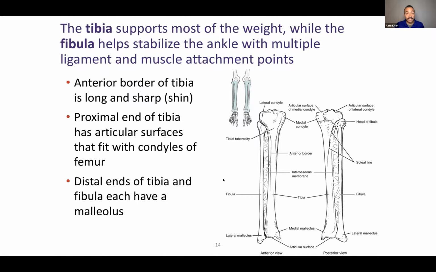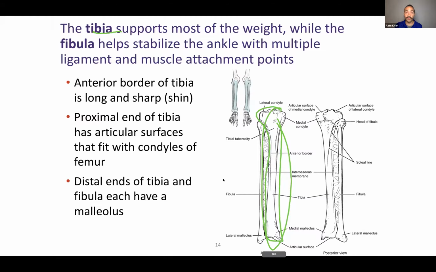The tibia is your shin bone, and it's much bigger than your fibula. These are comparable to your ulna and radius. Your ulna and radius are about the same size. The ulna is a little bit bigger. And the ulna is more medial. The tibia is more medial and it's way bigger.